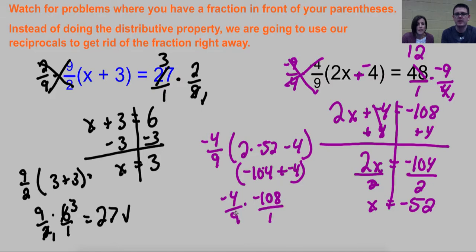9 goes into a negative 108 negative 12 times. And negative 12 times a negative 4 is a positive 48. Look at all those negatives. Woo-hoo. All right. You are good to go. Oh, I take it back.